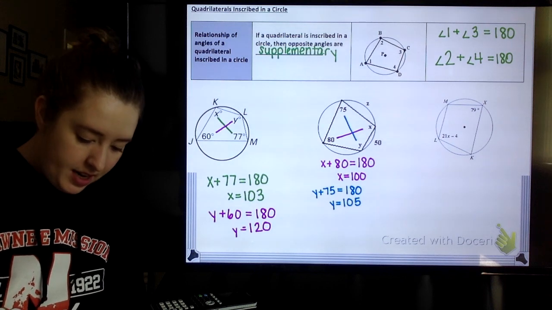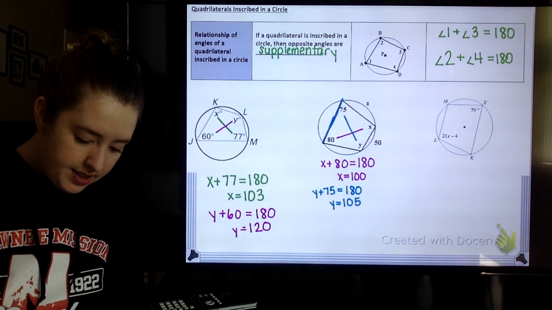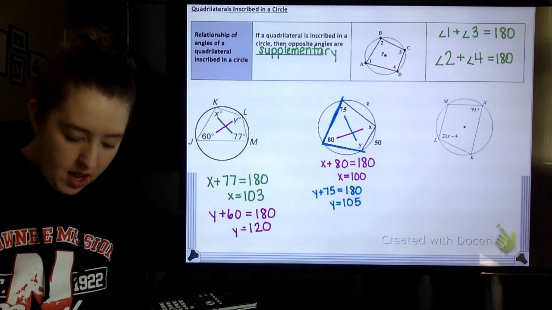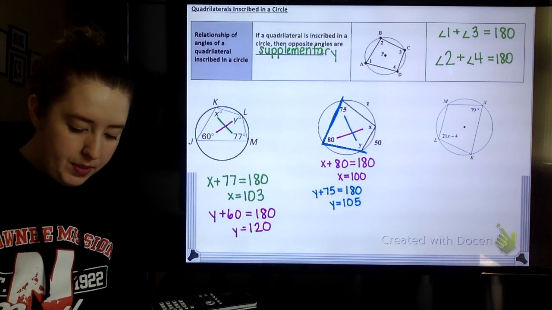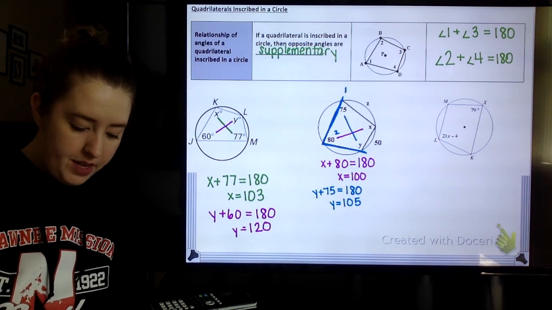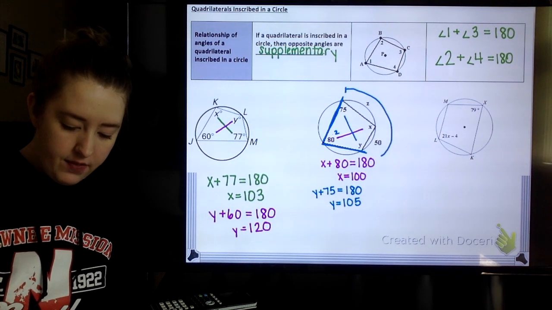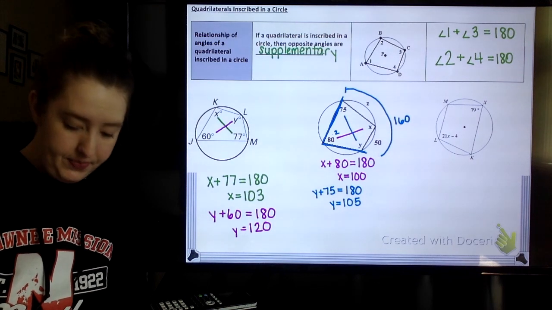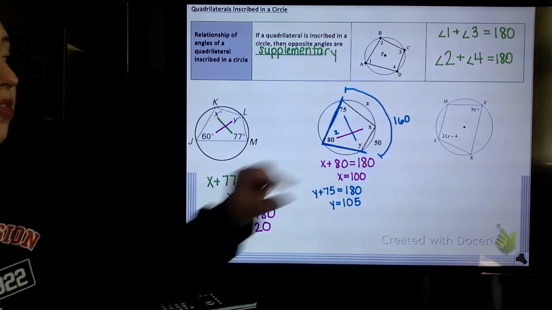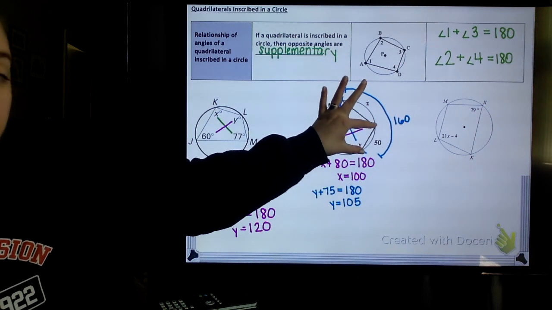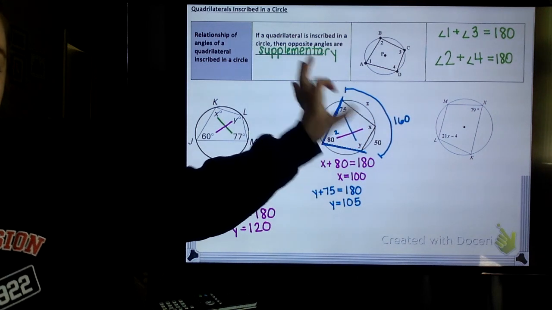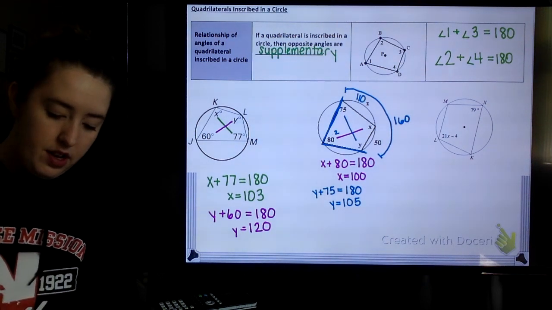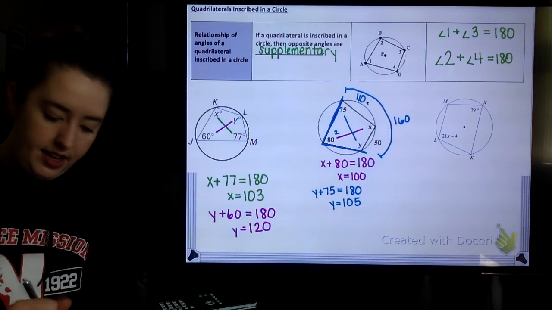Well, right here we have this 80-degree angle. If we take 80 and multiply it by 2, then we would know that from here to here is 160 degrees. Now, I know this part of that 160-degree arc is 50. So that means that there's 110 left over for z. So z equals 110.